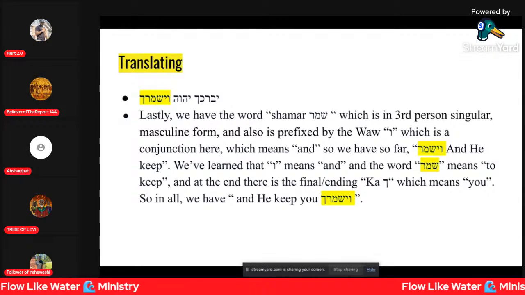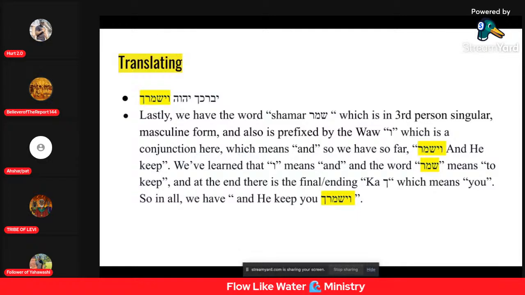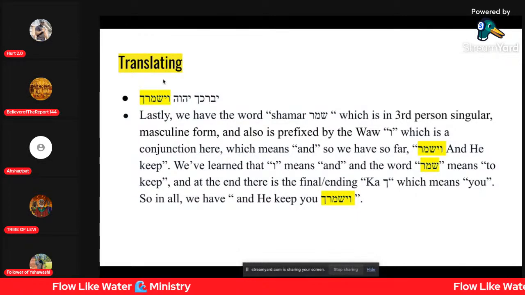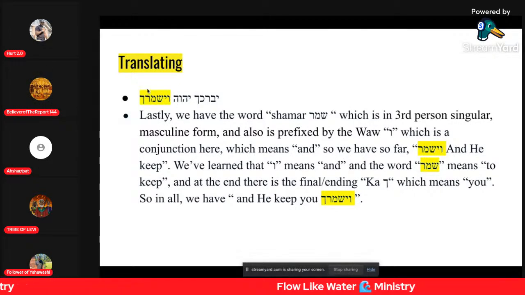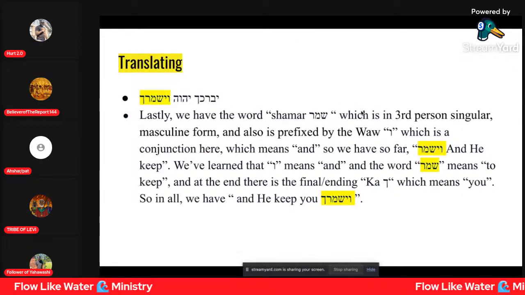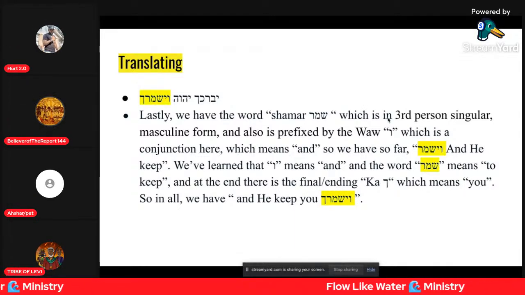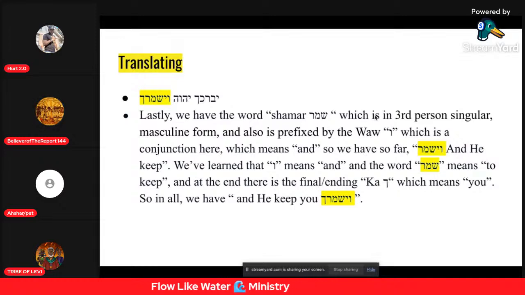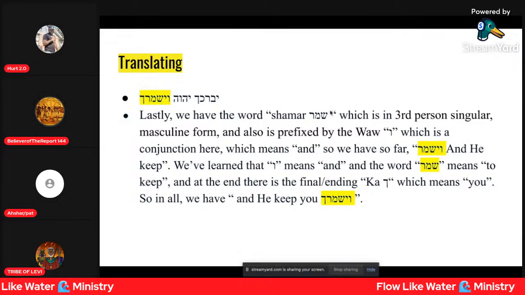I'll read the whole verse out right here. It says Ya Baraka Yahweh Wa Yashamarka. Wa Yashamarka is highlighted here. And so when we continue to observe what's in the slide, Shamar is the root of this particular phrase or word right here. So Shamar just means to keep.